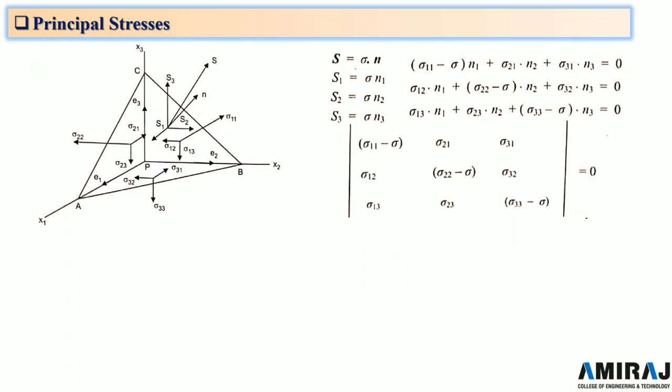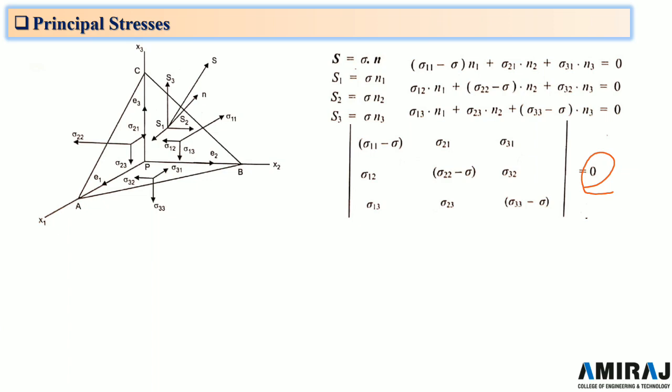If we take n1, n2, n3 as the variables, the three equations are linear homogeneous equations in n1, n2, n3. For a non-trivial solution of these equations, the determinant of the coefficients of the variables in the above three equations must be zero. So the determinant will be zero for the condition to be satisfied. Now the equation is a cubic equation in sigma, and the three roots of this equation are the three principal stresses.